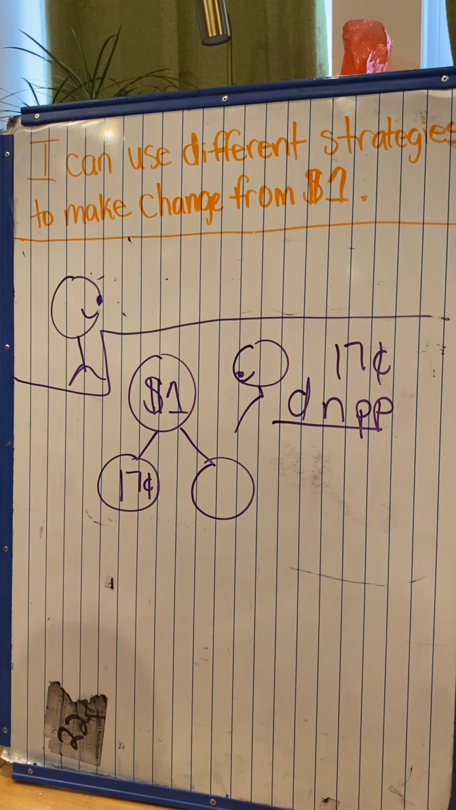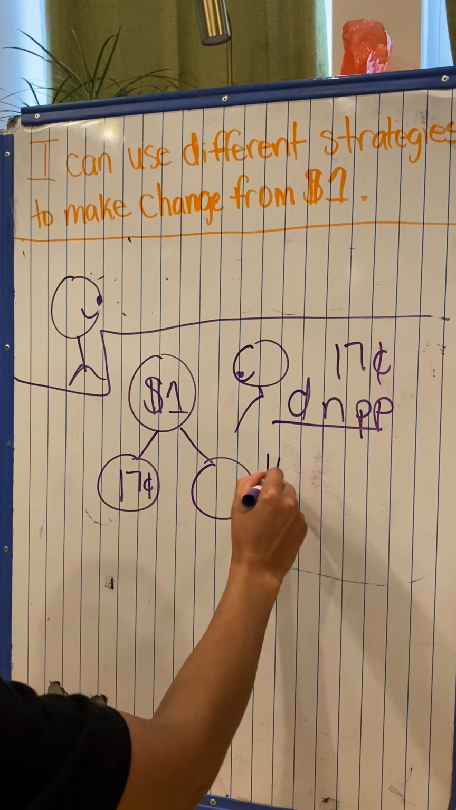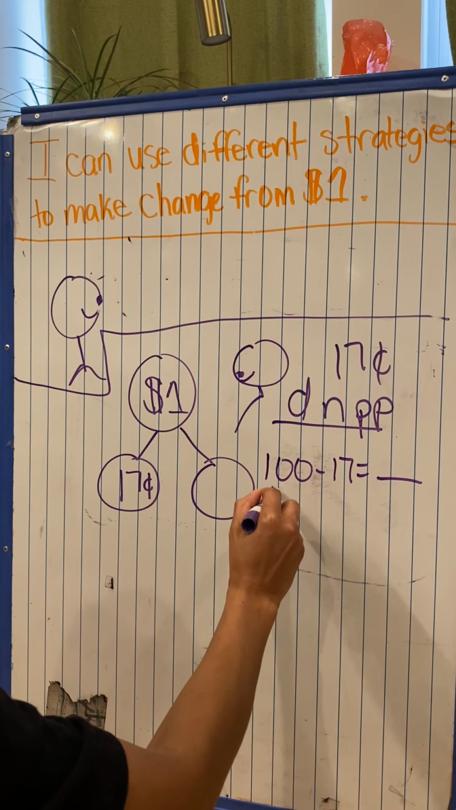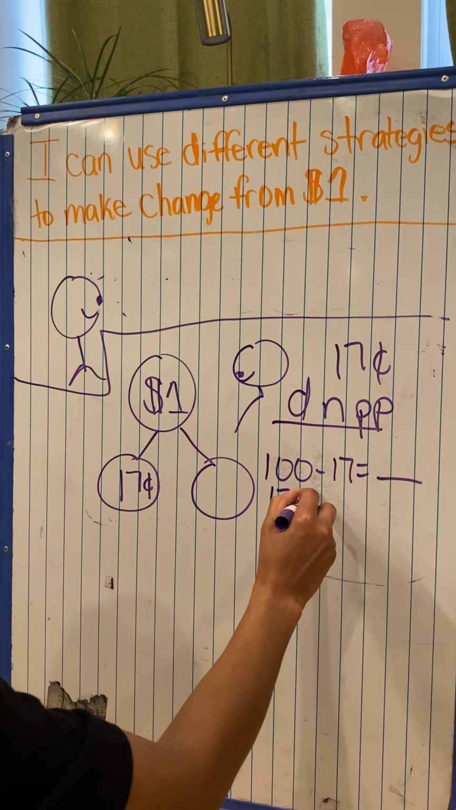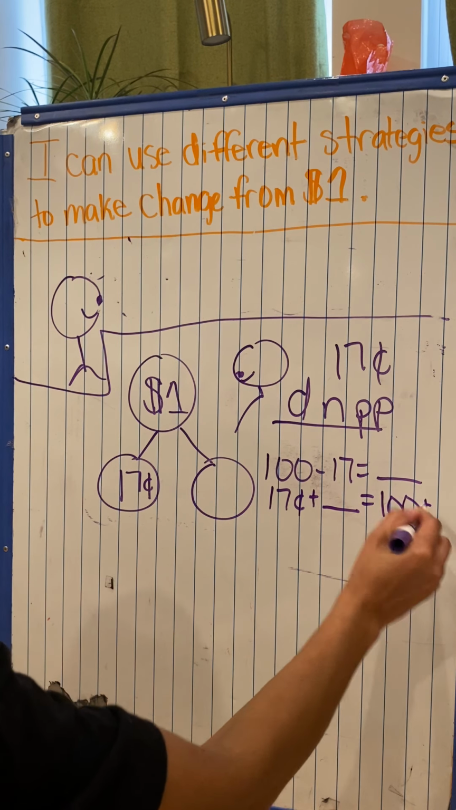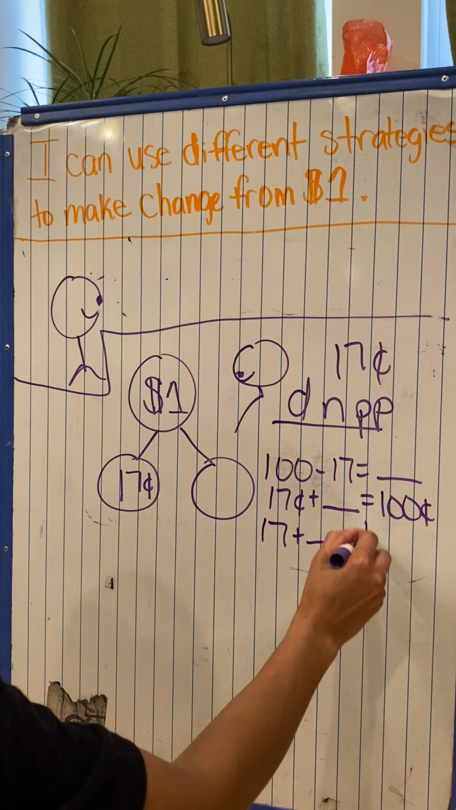So we're going to write a number sentence. We can say 100 minus 17 equals blank, remember, or we can say 17 cents plus blank will give us 100 cents. Or we can say 17 plus blank equals 100.